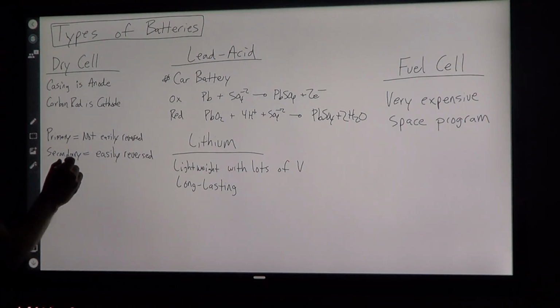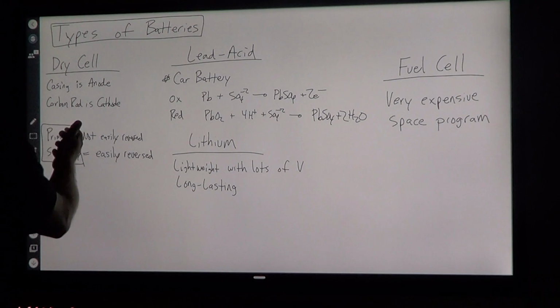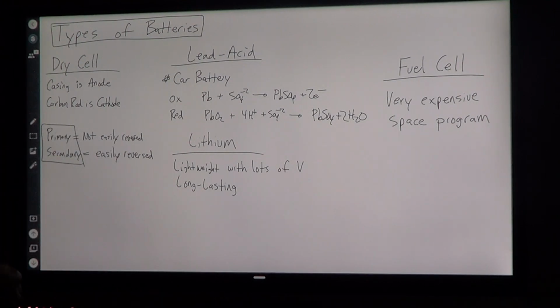You just need to know we use these 2 words in chemistry. We don't say chargeable or non-chargeable. We say primary and secondary. So just make sure you draw one of those in your notes so that you have a good idea of, okay, a dry cell is always this, okay, and have a picture that goes with it.